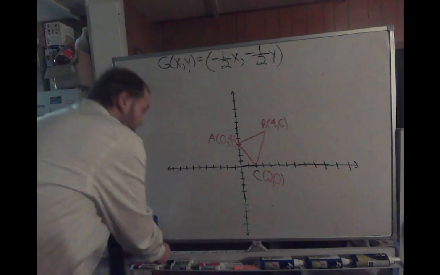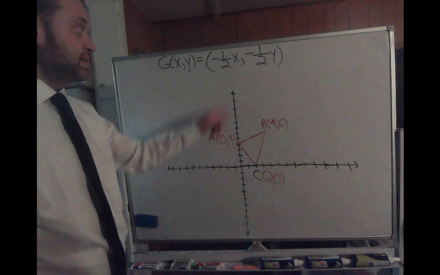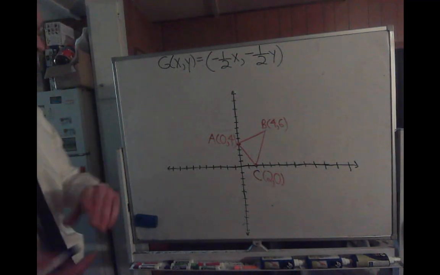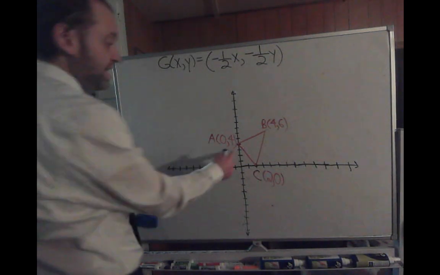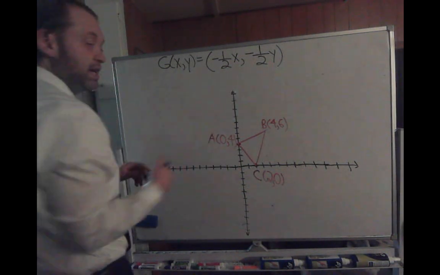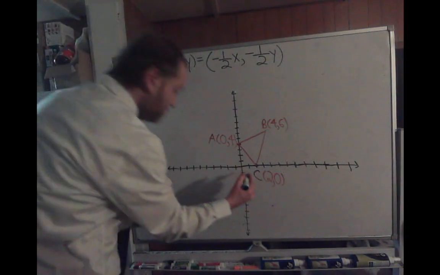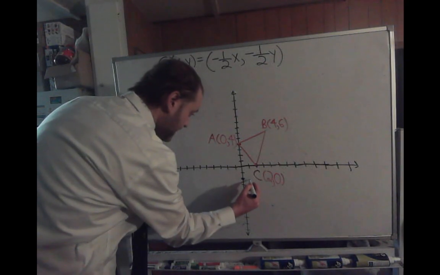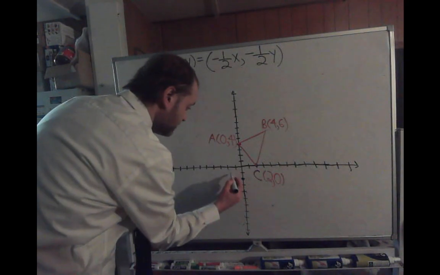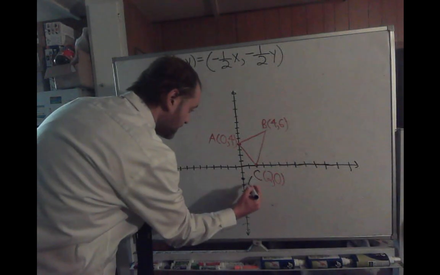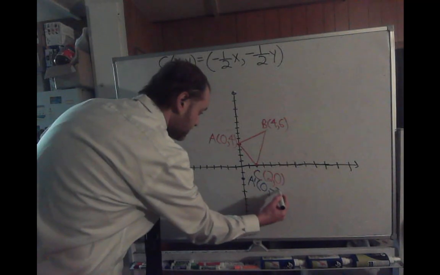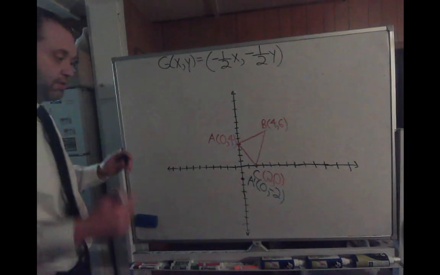So of course put in your 0 value for x into this transformation function. -1/2 of 0 is still 0. But what's -1/2 of 4 for your y value? Well, that'd be -2. So A prime would actually be located at (0, -2).